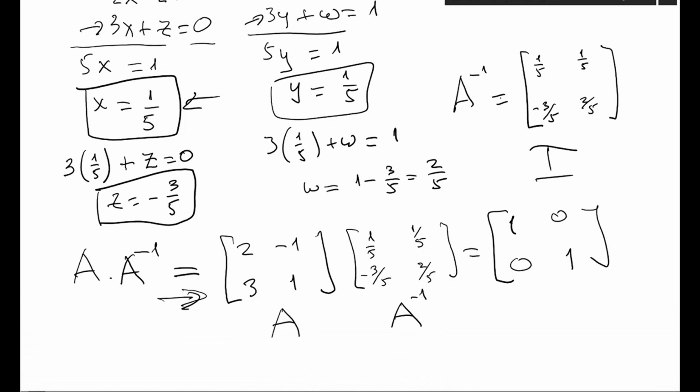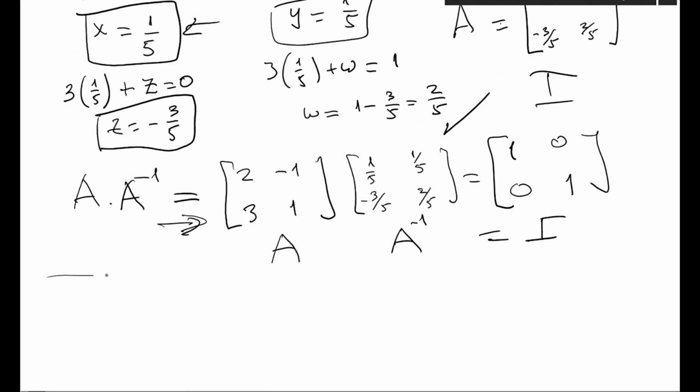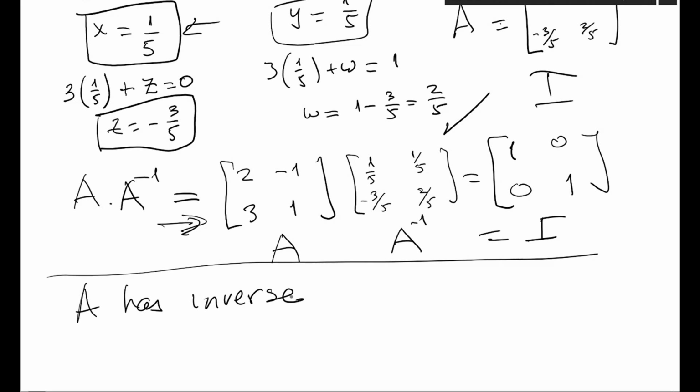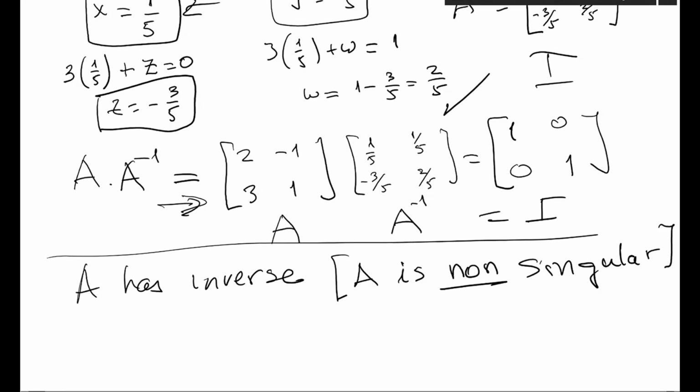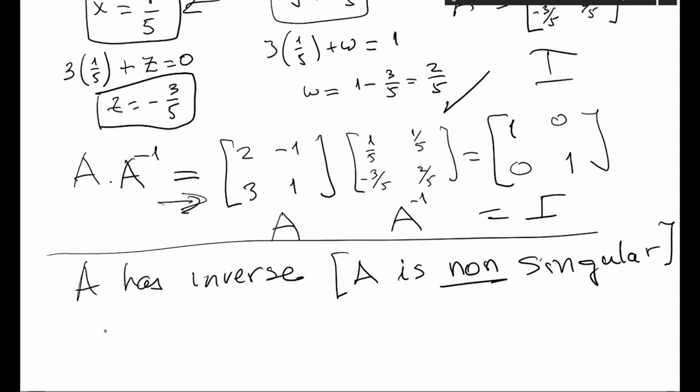Call A to the minus 1 the identity. Then this is the inverse. Then A has an inverse. In math, we say A is non-singular. Okay, A is non-singular, and A to the minus 1 is this.